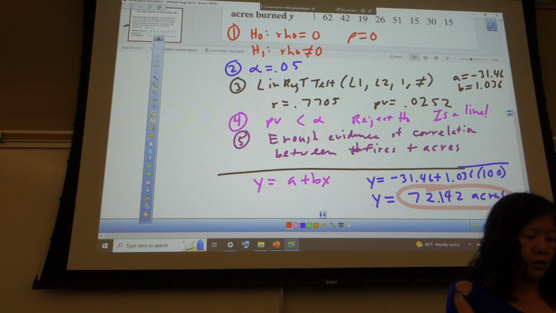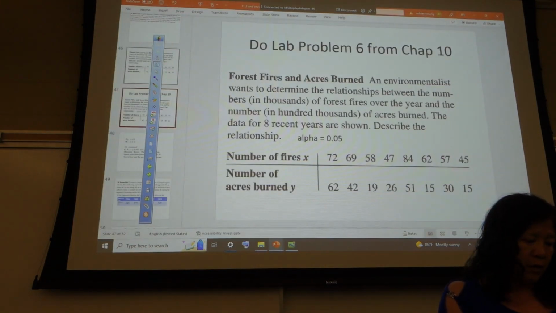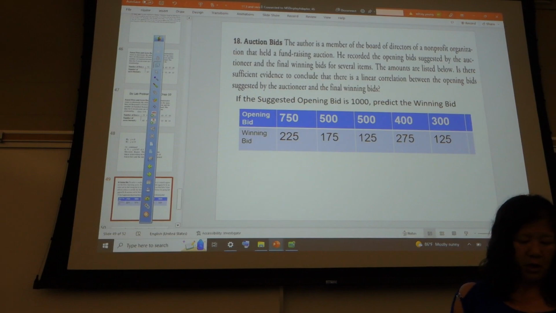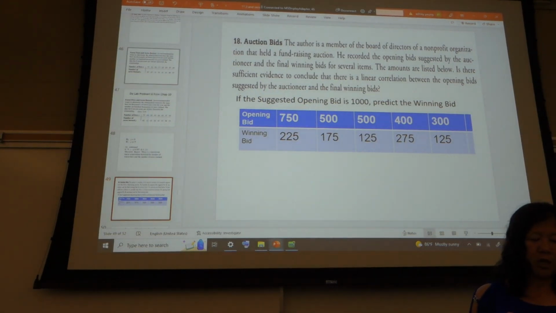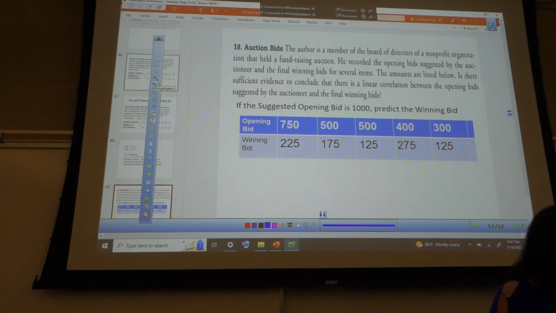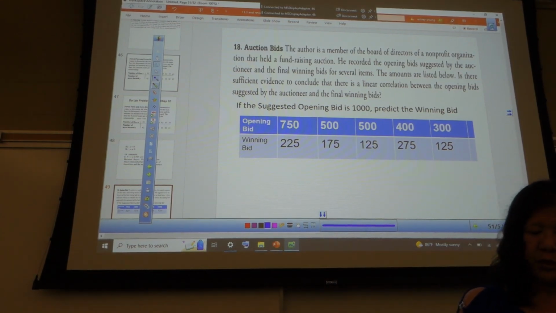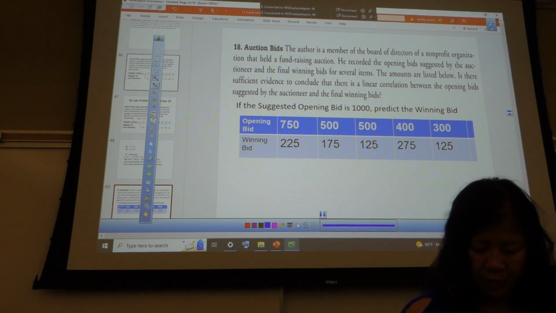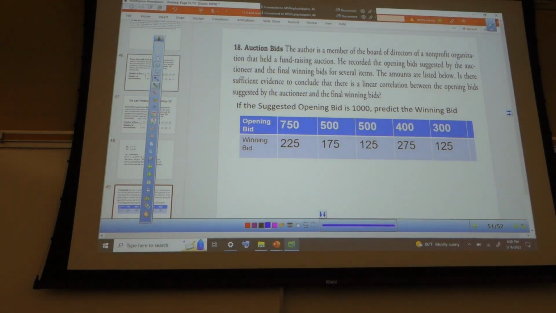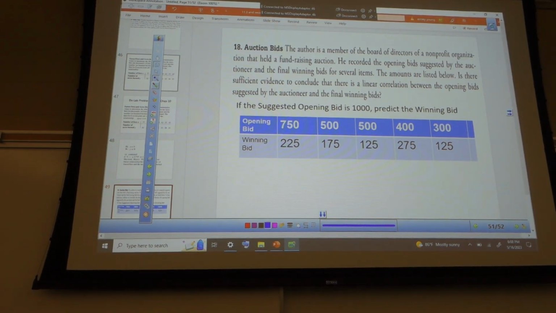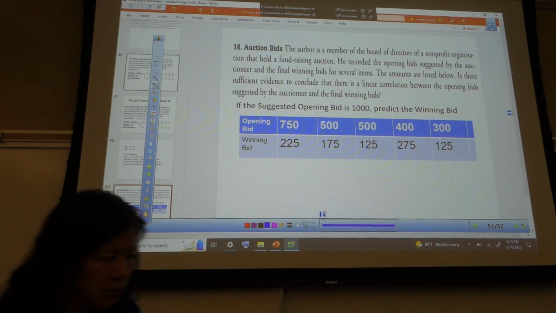Everybody all right with that part? Okay, good. Now, we have a few minutes left. I want you to do this problem, which is not on there, so you can either do it on the back of chapter 10 or on the back of your quiz, either one. So here is the thing, and then also, if the suggested opening bid is 1,000, predict the winning bid. So same concept. Do the 5 steps of your test quickly, and then do the prediction. You've got 5 minutes.